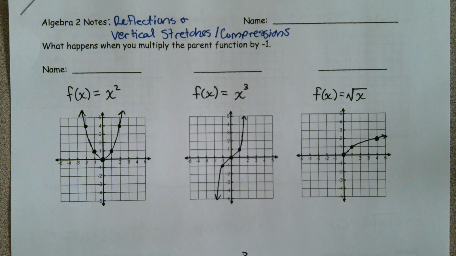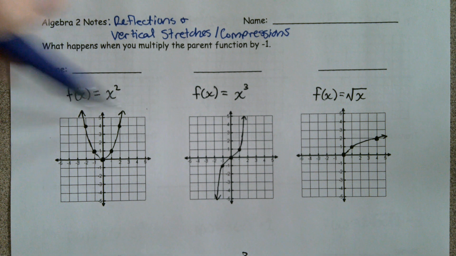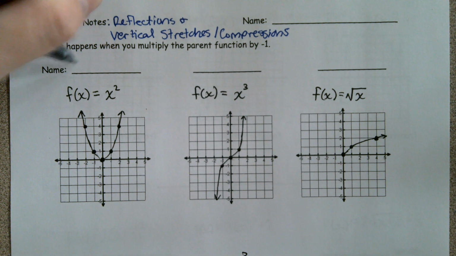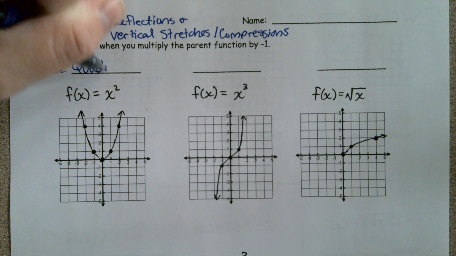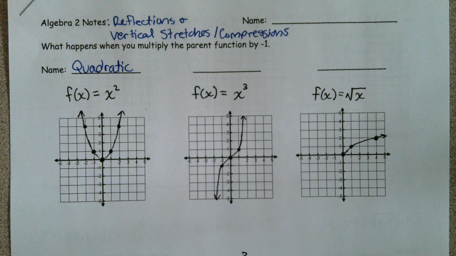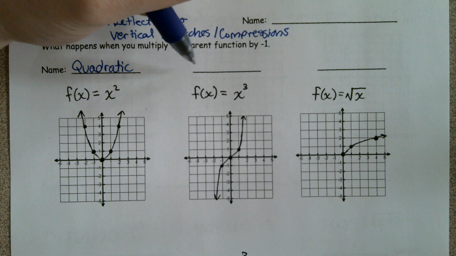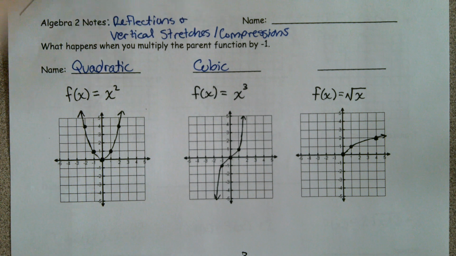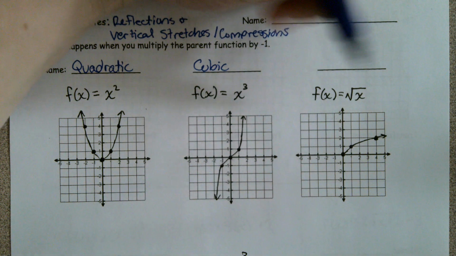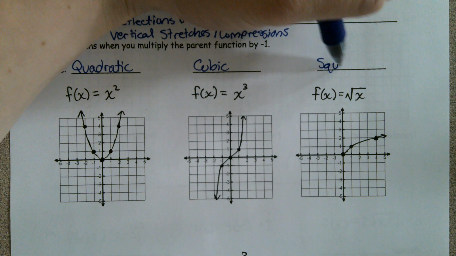So on this first page, we're just going to look at a before and after of these sets of graphs. Just notice what is changing about them. Before I do that, let's do a tad bit of review. F of x equals x squared is the quadratic function. F of x equals x cubed is the cubic function. And this one is exactly as you'd read it. It is the square root function.